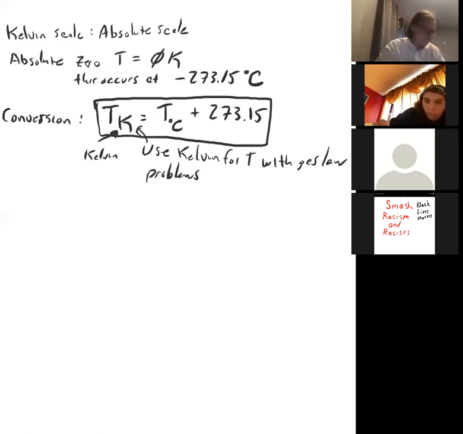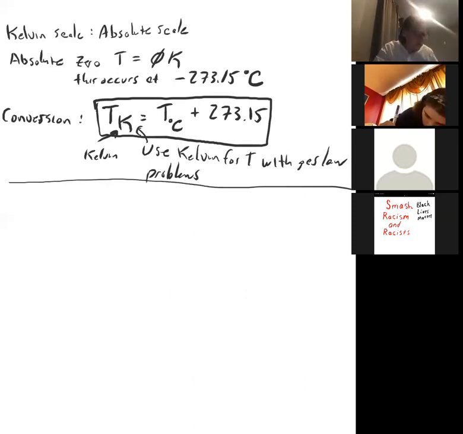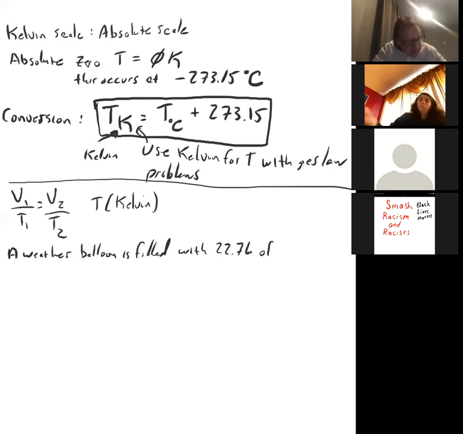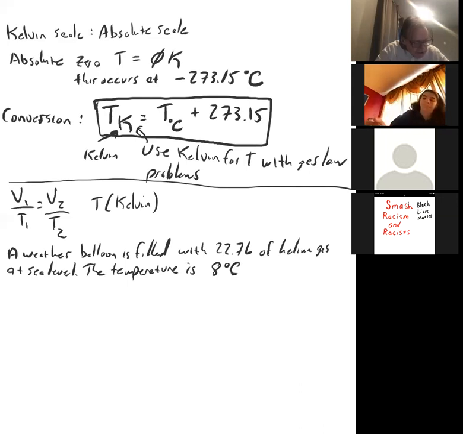So let me show you an example. Charles's law. I'm going to bring it back up here. V1 over T1 equals V2 over T2. Again, reminding ourselves the temperature should be in Kelvin, not in Celsius. So here's an example. A weather balloon is filled with 22.7 liters of helium gas at sea level. Okay. The temperature is 8°C, kind of chilly. 8°C is a little chilly, but not real cold.